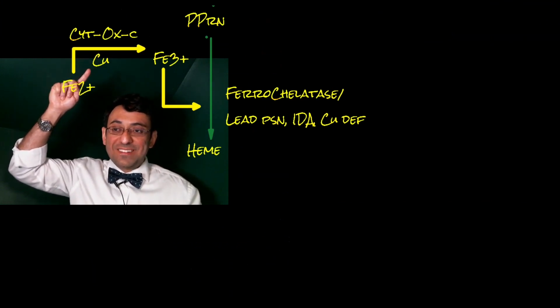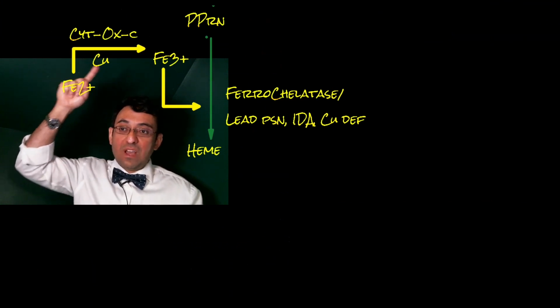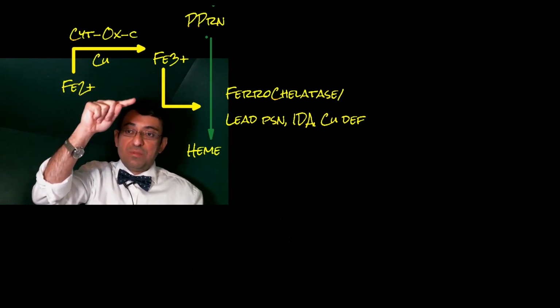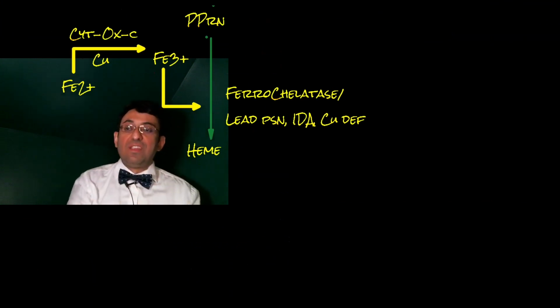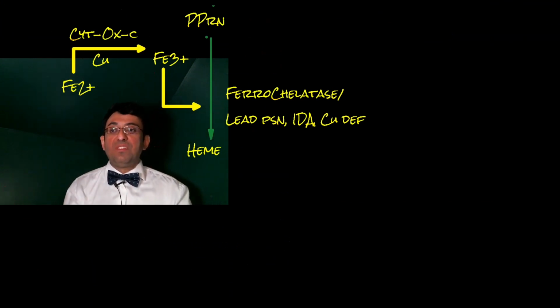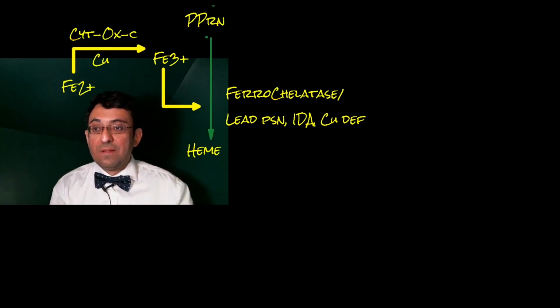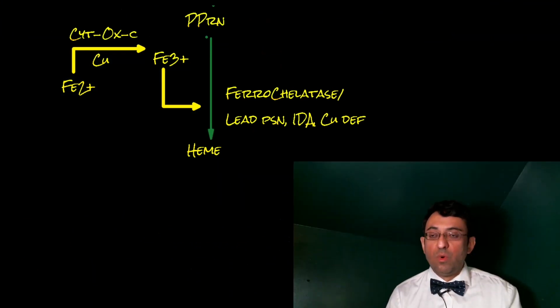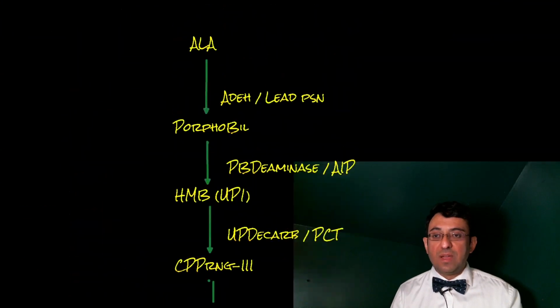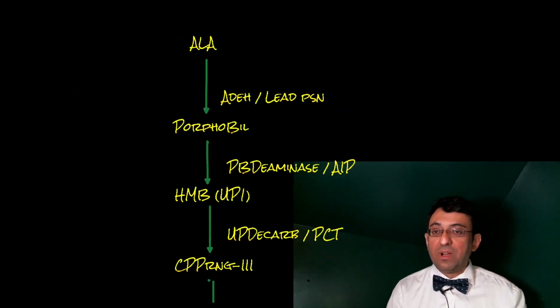So if this copper is deficient, we would not have ferric iron to be incorporated into heme synthesis, and again we will have impaired heme synthesis, also known as sideroblastic anemia. Now that we are here, it's worth quickly reviewing the other steps of the heme synthetic pathway to have a better concept of this.